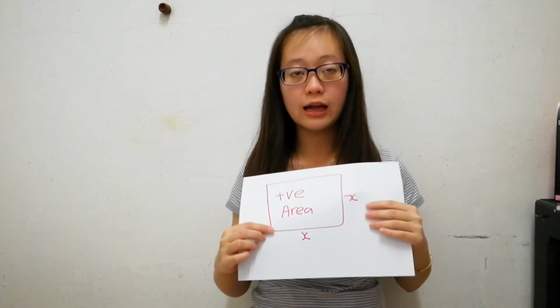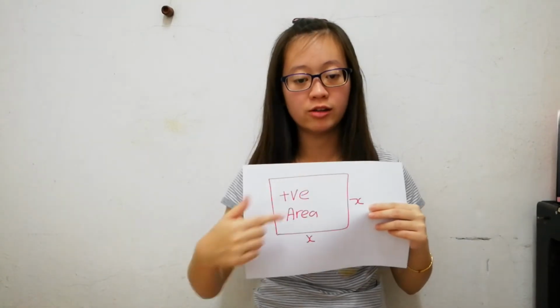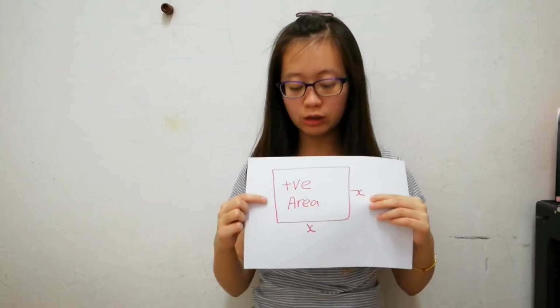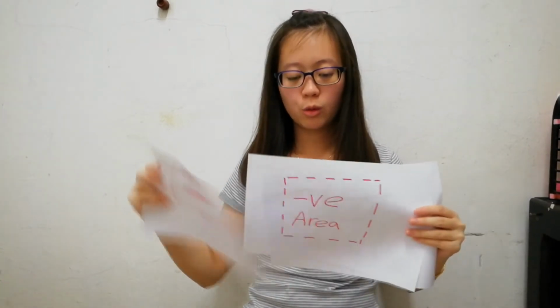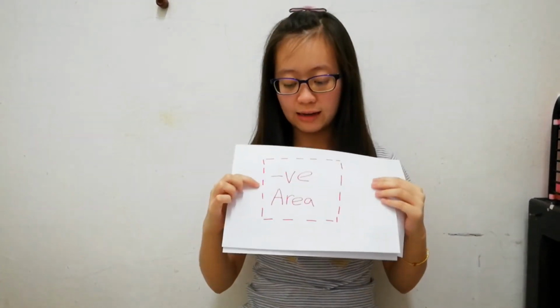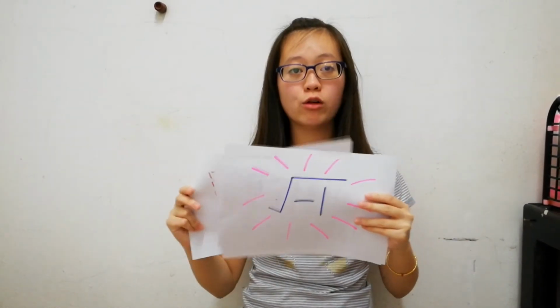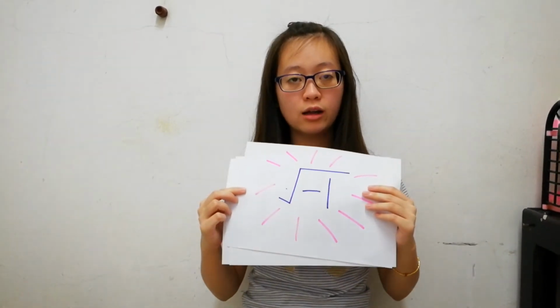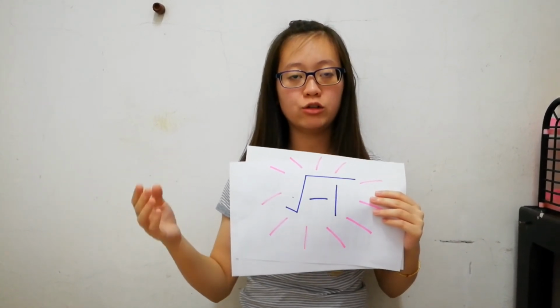So here comes the problem. As we know that the area of a square is length times width, and both of them have the same value. It's logical to have a positive area, but what does a negative area mean? And what is the meaning of square root of negative 1? Such questions have slowed down the development of imaginary number.